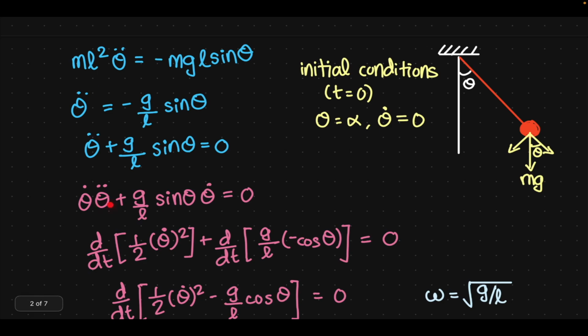Because if I do that, then I can write theta dot times theta double dot as the derivative of 1/2 theta dot squared. You can check by the chain rule that you will indeed get the theta dot and theta double dot term. Similarly, I can write the sine theta times theta dot as the derivative of g over L times minus cosine theta, because again, if you differentiate, you'll get what we had on top. All of that equals 0.